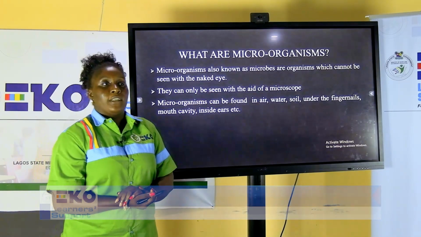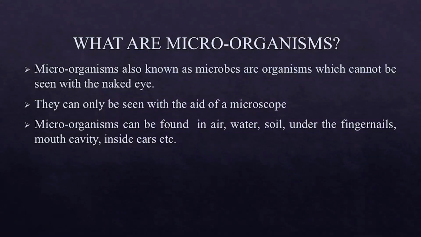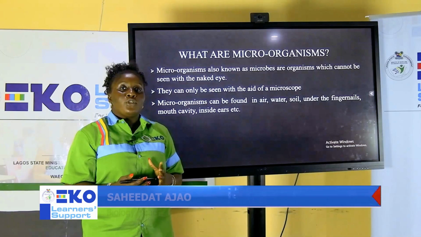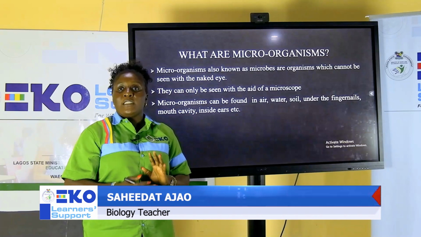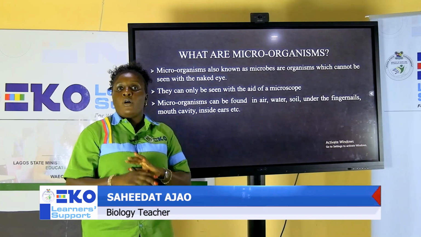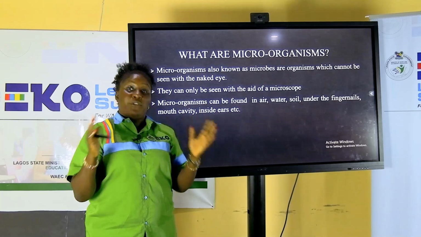What are microorganisms? Microorganisms are also known as microbes. They are tiny organisms which cannot be seen with the naked eyes, only with the use of a microscope. And microorganisms can be found in air, in the water, under the fingernails, in the mouth cavity, and everywhere.